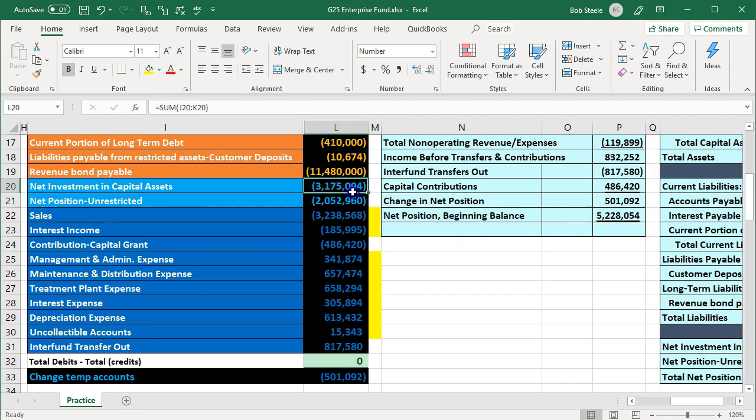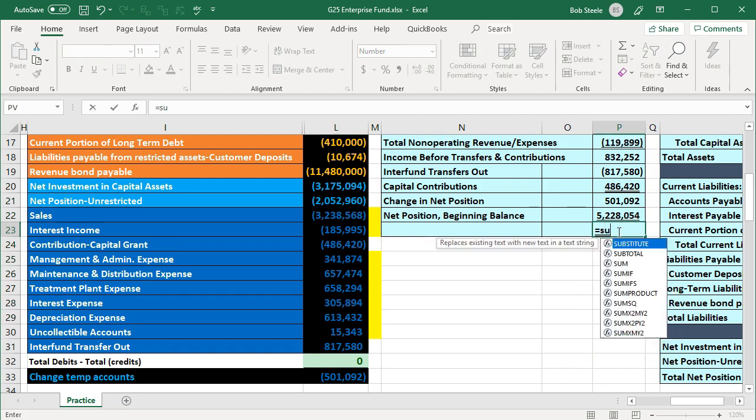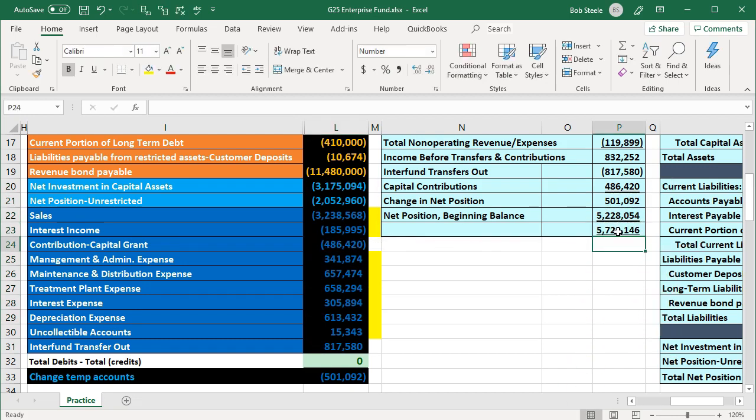And then we're going to say that the sum of all the blue accounts is going to be the 5,729,146, which is now the sum of these two. The sum of these two gives us our ending balance in the net position. So there's our ending net position there.